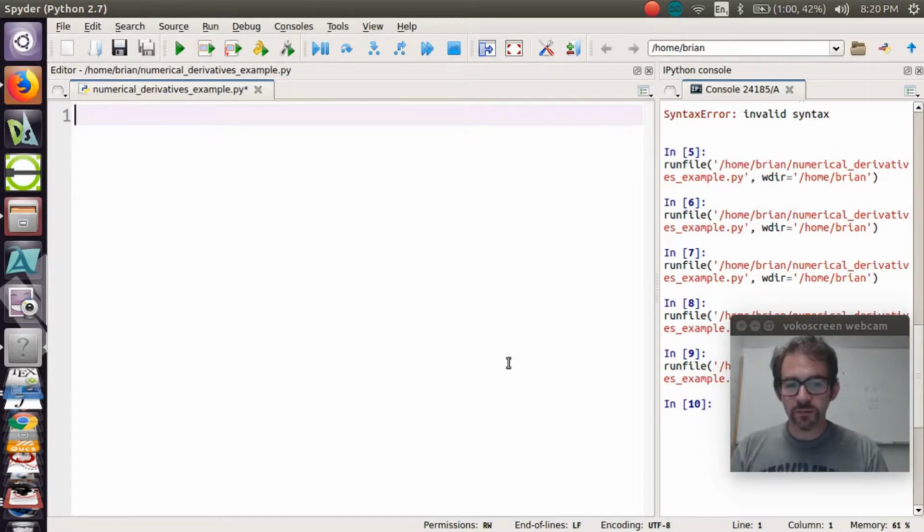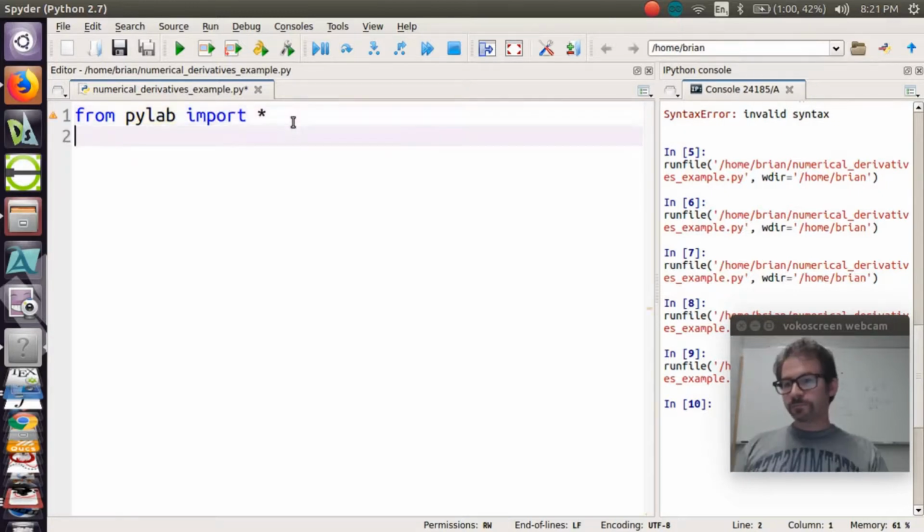Here we are in Python, we're in Spyder. I have my console here on the right, and I have my actual script on the left. I've saved this blank file as numerical derivatives example.py. Let's begin by importing pylab: from pylab import *. We will begin by making an array to hold our time steps.